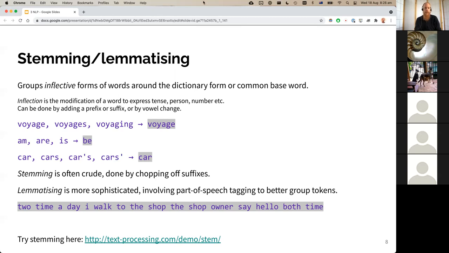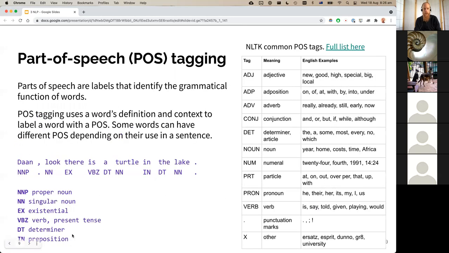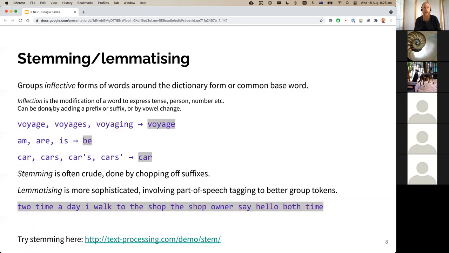So if you want to try stemming yourself, there's a link on the slide. I'll just type that into the chat: textprocessing.com/demo/stem. Have a play with that while we're going through the slides. It's kind of fun to see how they work.